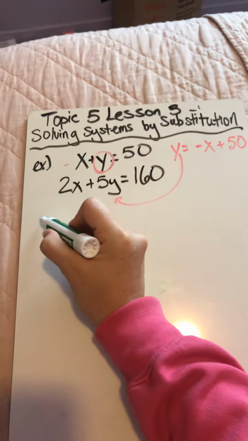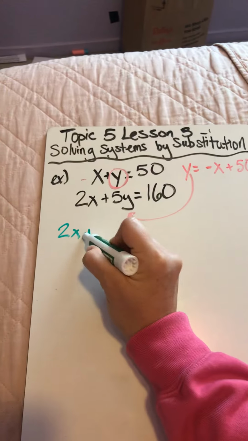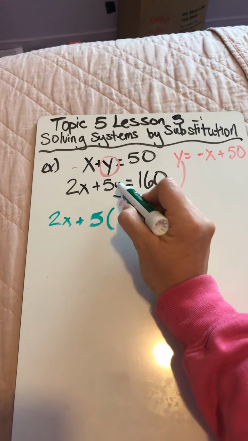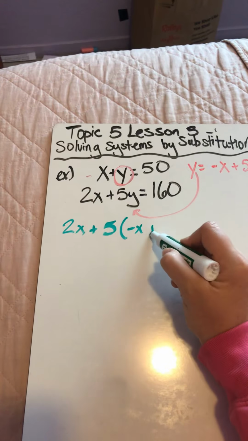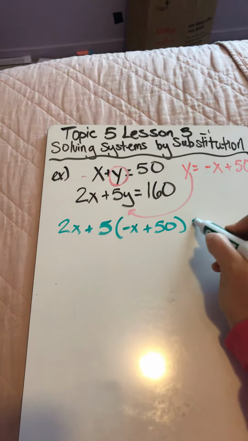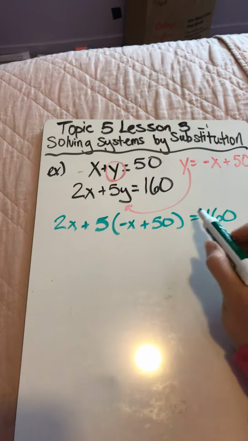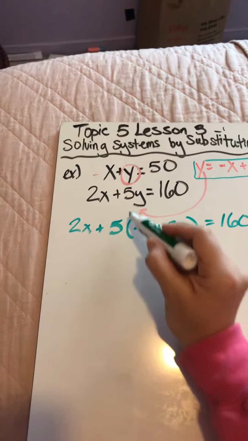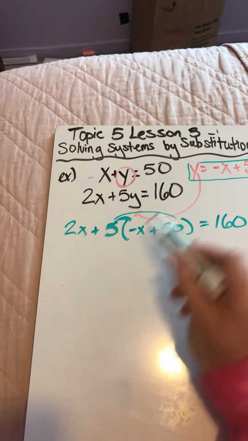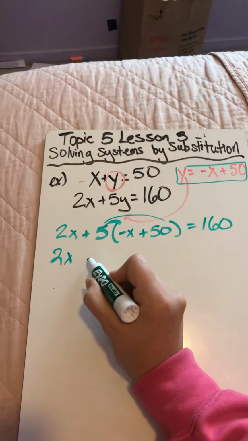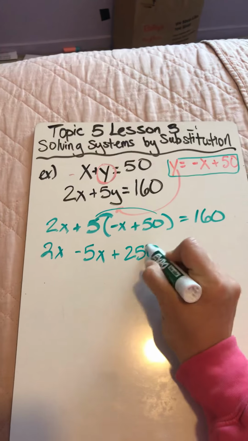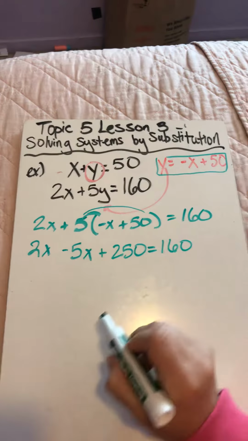So what does that mean? I'm going to have 2x plus 5 times, because the 5 and the y are being multiplied, negative x plus 50 equaling 160. See how we plugged all of this in right here for the y. Okay, now I'm going to have to distribute this. So I end up with 2x minus 5x plus 250 equals 160.